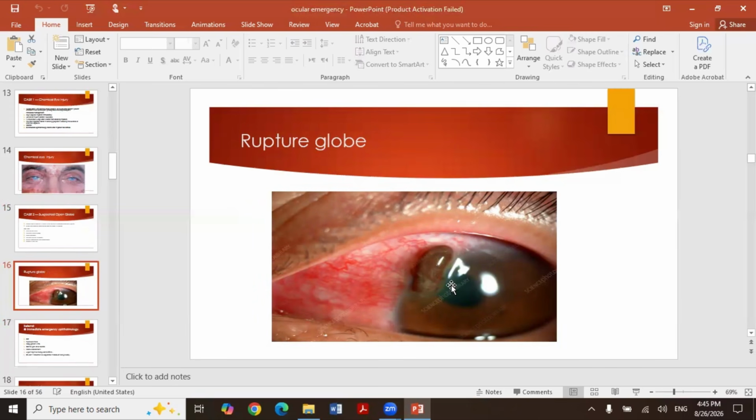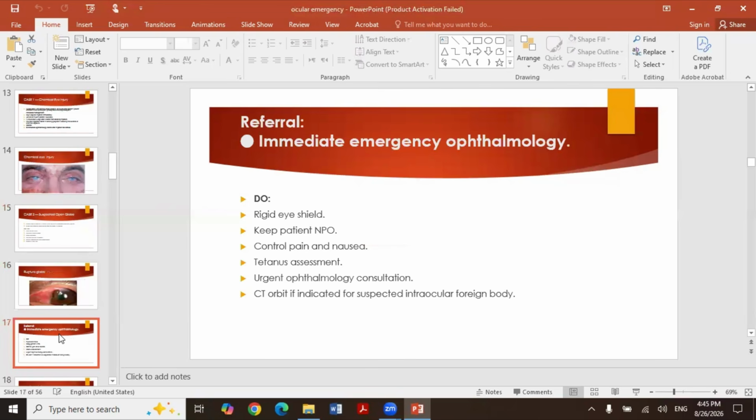But here, due to the iris, it has closed the wound, but you can see this is a ruptured globe and it's an urgent case. What you should do as an emergency doctor: rigid eye shield. Don't patch the eye here. This is very important. We have a shield.